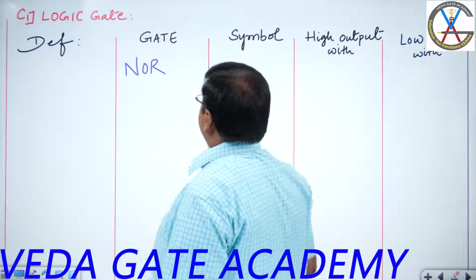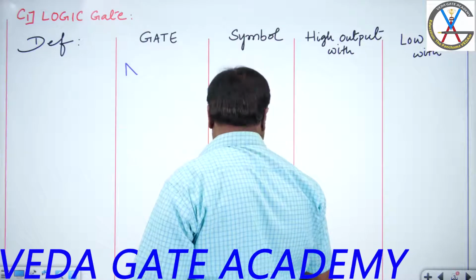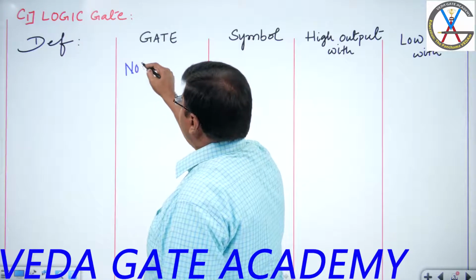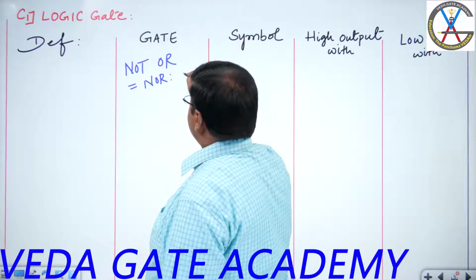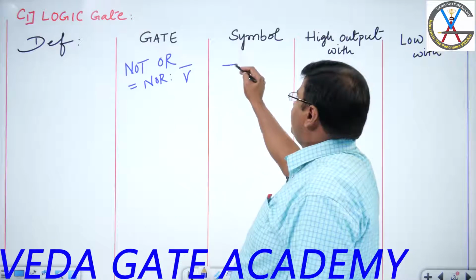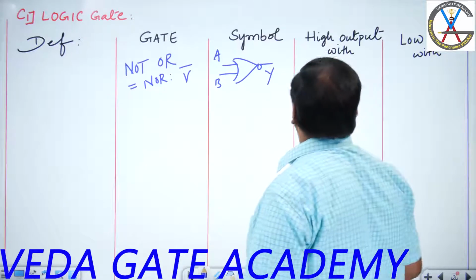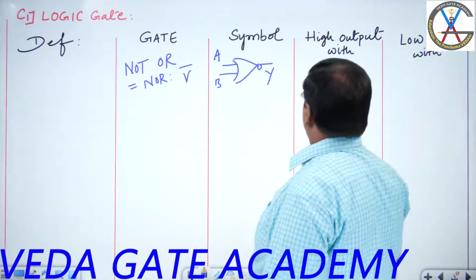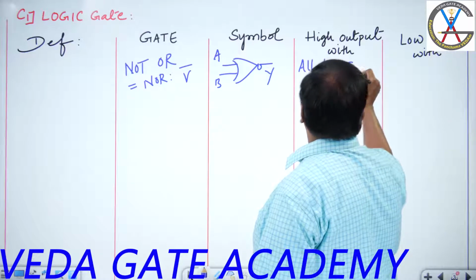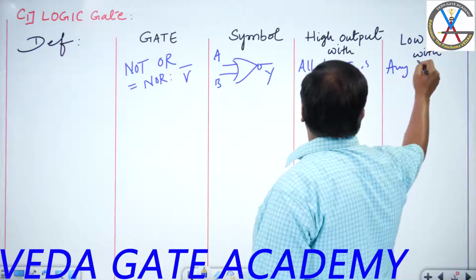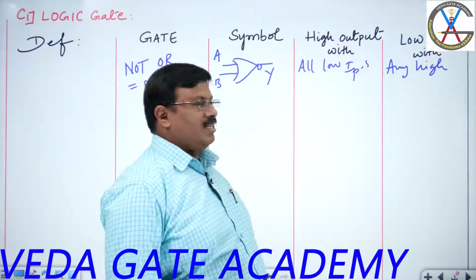And immediately we'll see NOR. Here is NOR. It is NOT OR, equal to NOR. The symbol is OR with an inverter, and the structure is OR with inversion. A, B, Y. High output with all low inputs, reverse to OR. Low with any high. So, high with all low inputs, low with any high input.